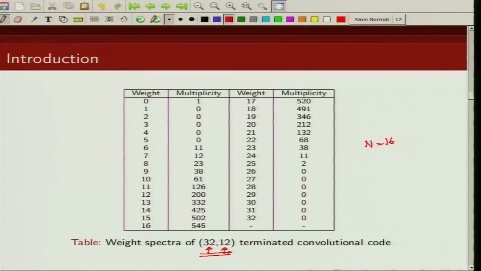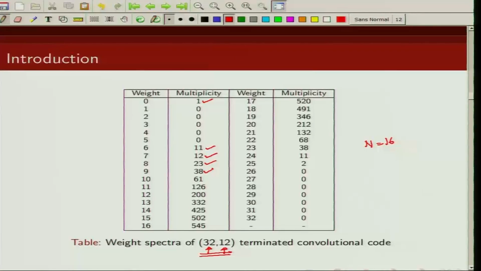And look at the weight spectrum of that. There is a zero code word, then we have 11 code words of weight 6, 12 code words of weight 7, 23 code words of weight 8, 38 code words of weight 9, and so on. Now let us compare the weight distribution of a terminated convolutional code with a corresponding parallel concatenated code with similar parameters.